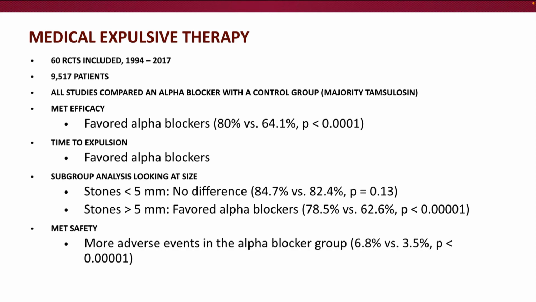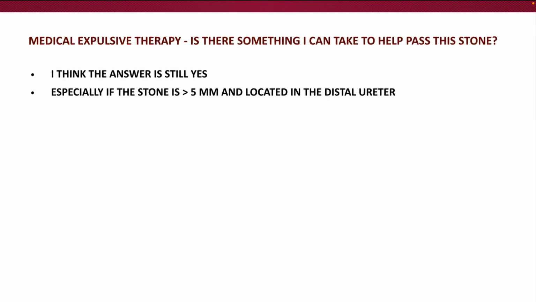They did also show more adverse events in the alpha blocker group, mostly allergy and dizziness. Allergy can be significant, but it's usually not with Flomax. So the bottom line is that I think the answer is still yes. I still use Flomax for all ureteral stones. I think the risk is very low. The patients love the idea that they're taking something that's going to help them pass it. I still give it even for small stones. You probably don't have to, but I do.